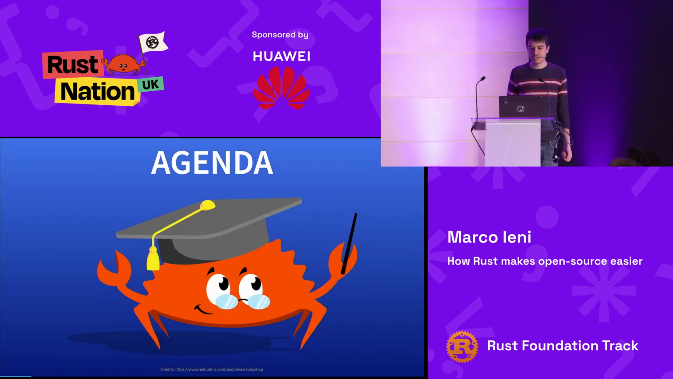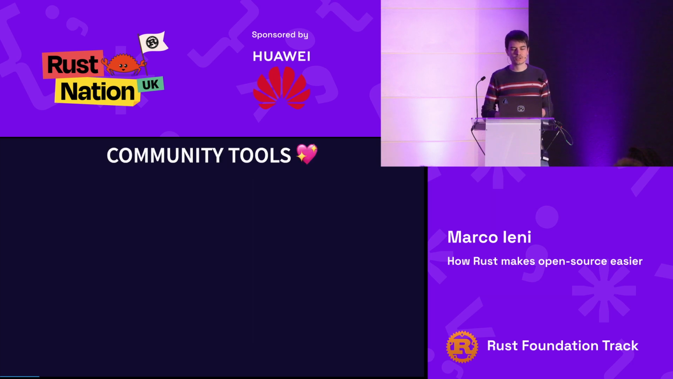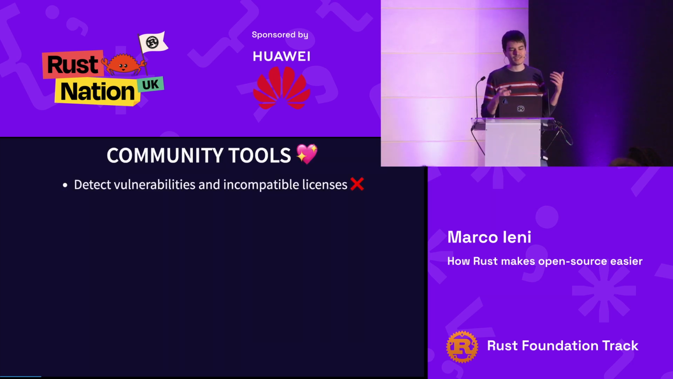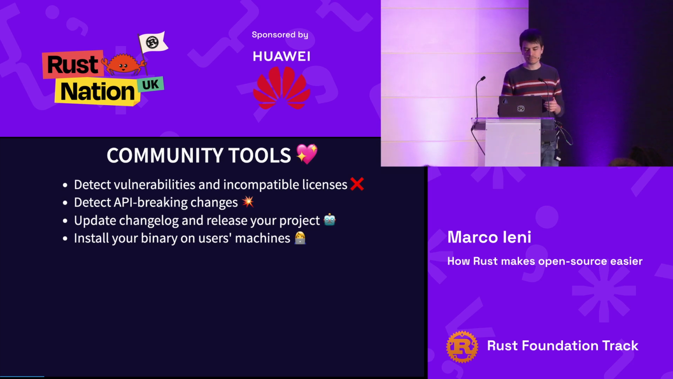So the agenda for today is the following. First, I will talk about Cargo, the Rust package manager, which allows you to format code automatically, lint your code, run tests, handle dependencies, write documentation, and also a lot of community tools. Some of them allow to detect vulnerabilities and incompatible licenses, detect API breaking changes, update changelog and release your project, and install the binary on user's machine.